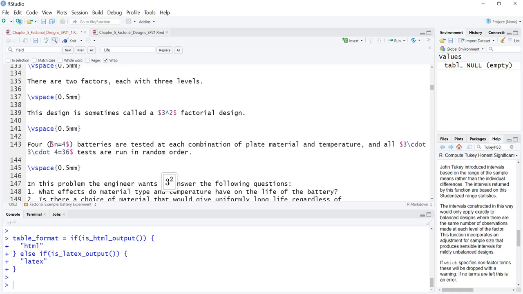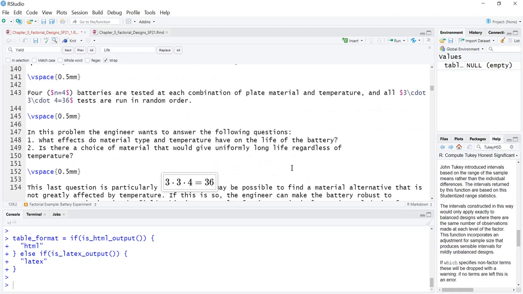Four batteries, n equals 4, are tested at each combination of the plate material and temperatures. And so this is 3 times 3 times 4 equals 36 tests that are run in random order. That is one of the drawbacks of a full factorial model, is that it requires a lot of tests, so it can be expensive. So in this problem, the engineer wants to answer the following questions.